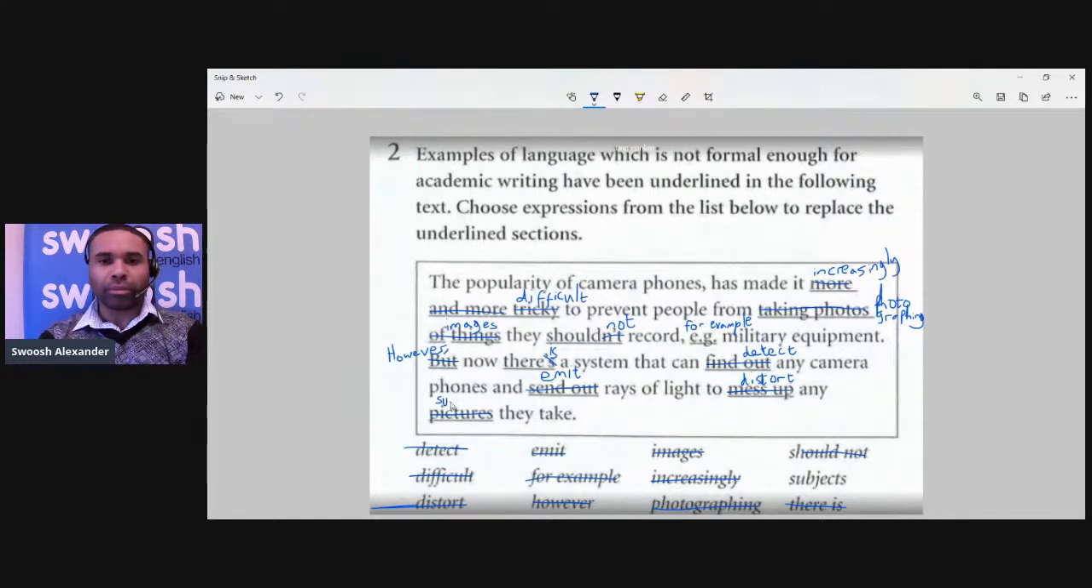Okay. In fact, a better option for this would be images. Any images they take. And because we've used images before, I'm going to change that just at the top here to subjects. So instead of things, subjects. Things is such a general word that it could refer to images or subjects, but definitely pictures, a better synonym for pictures is images. So let's put subjects just here.